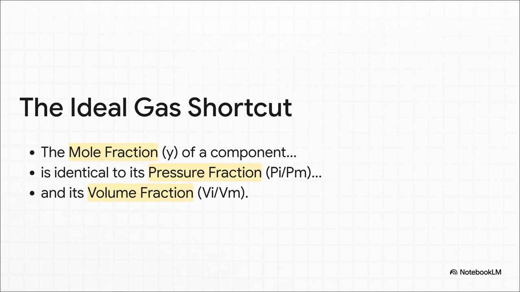For any ideal gas mixture, the mole fraction, the percentage of molecules, is the exact same as its share of the total pressure and its share of the total volume. So if oxygen makes up 21% of the molecules in the air, you know right away it's also responsible for 21% of the pressure. It's a super convenient rule of thumb.